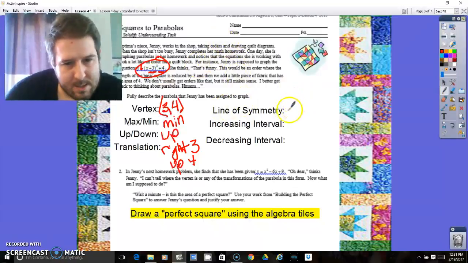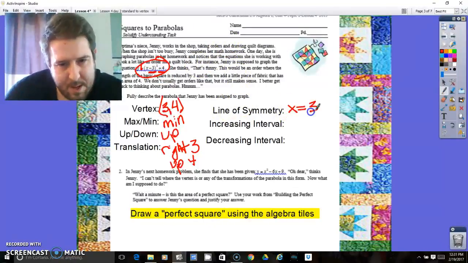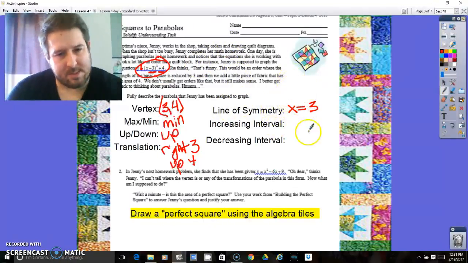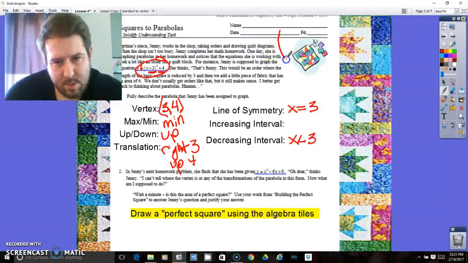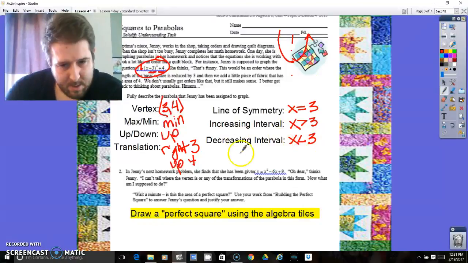The line of symmetry is going to be x equals 3. When is it increasing? It's decreasing when x is less than 3, until it gets to 3, and then it's going to go back up, which means it's increasing when x is greater than 3.